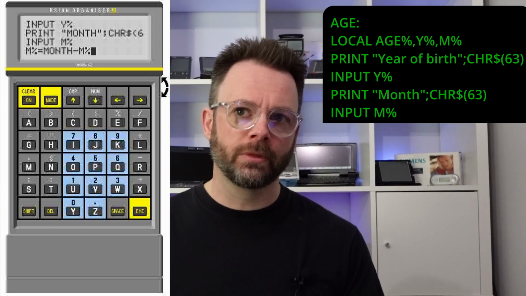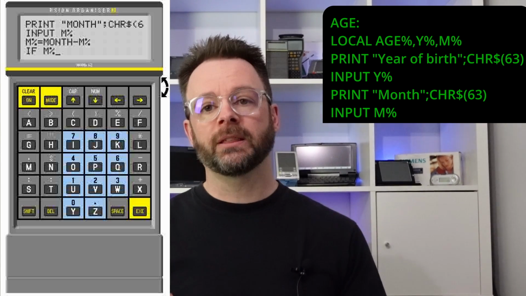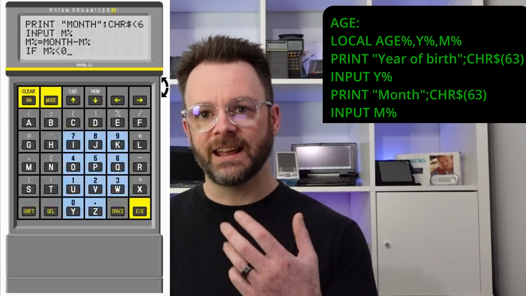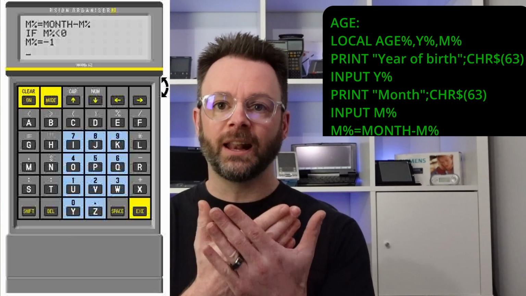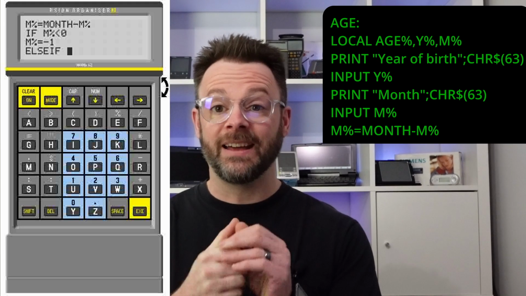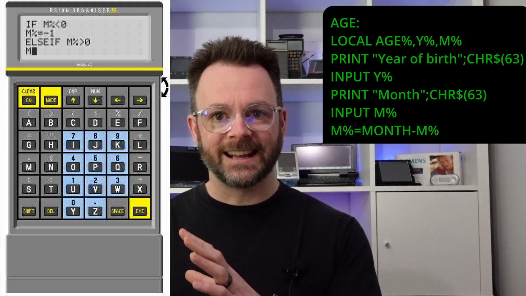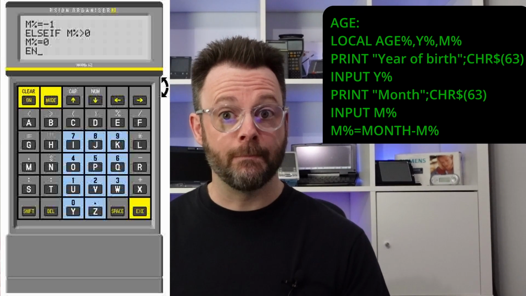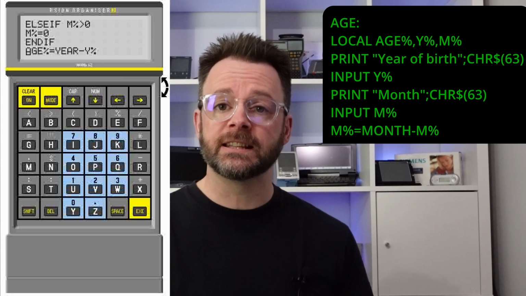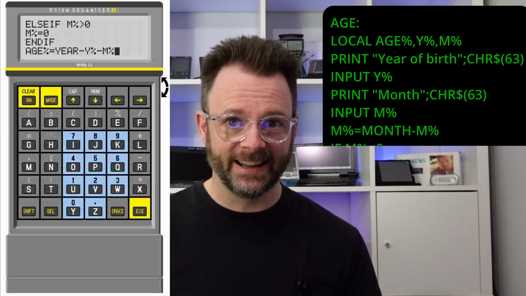So if the current month is, let's say, March, because that's what it currently is, and your birthday is in August, if we take the current month and minus off the month of your birth, we'll end up with a negative number. And that's all we're really interested in, whether it's positive or negative. So M% equals month minus M%. This gives us a value that is either negative, positive, or 0. And we'll come to that in a moment.